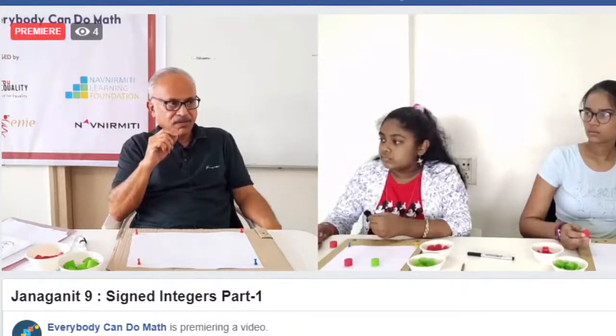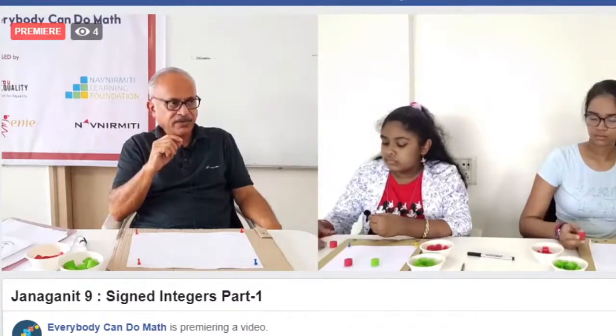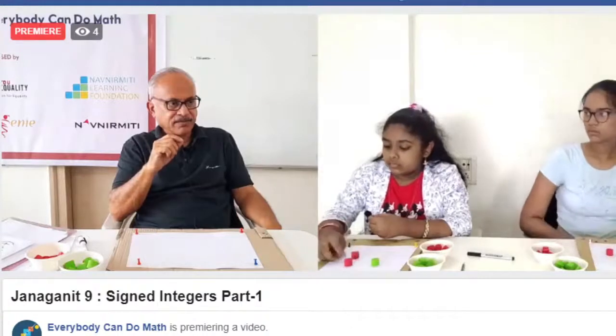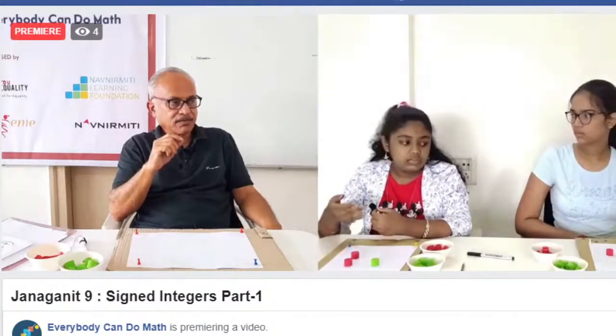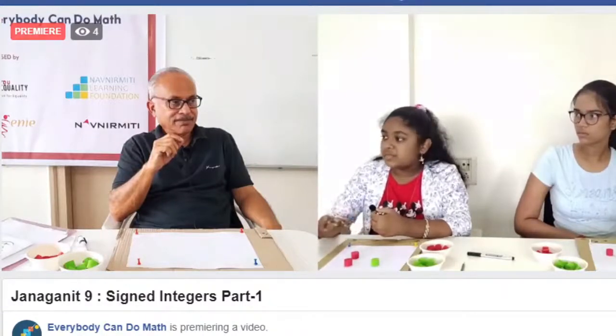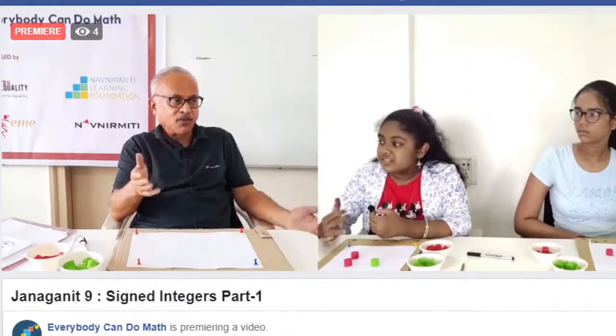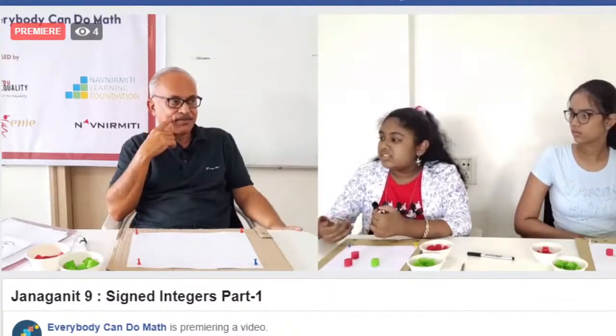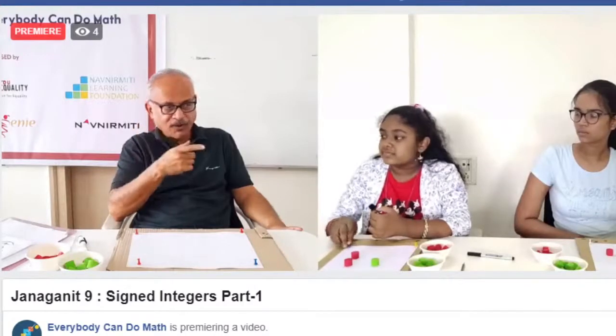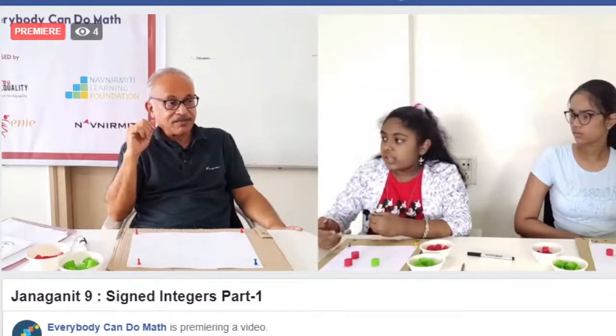Now, if I give you each 1 negative, who has more? Nandita. Earlier, who had more? Me. And both of you have taken 1 negative. So now, who has more? Me. You still have more.